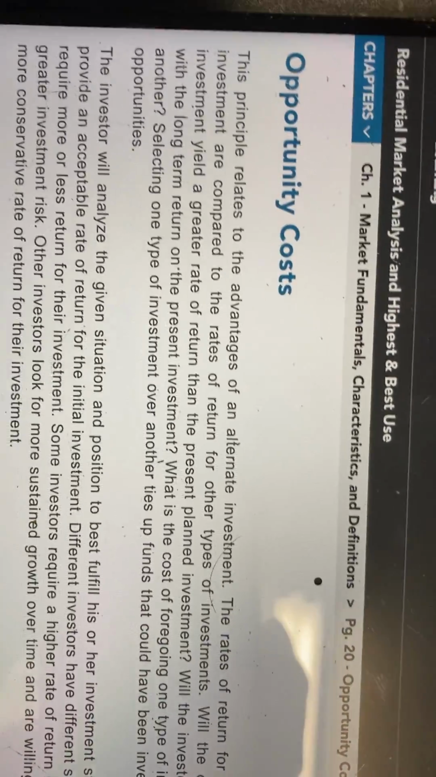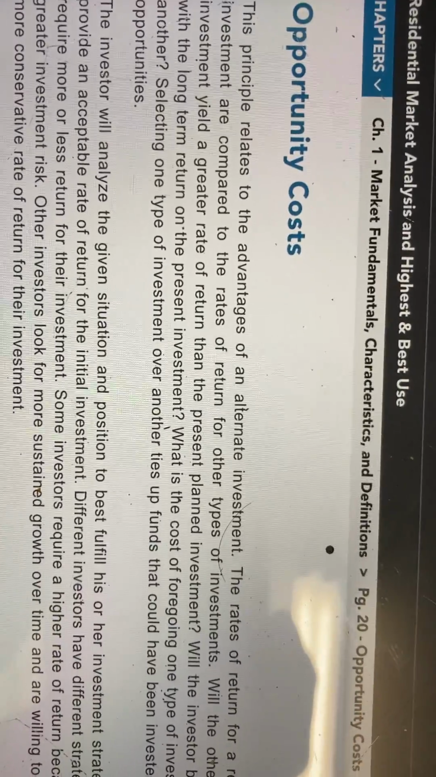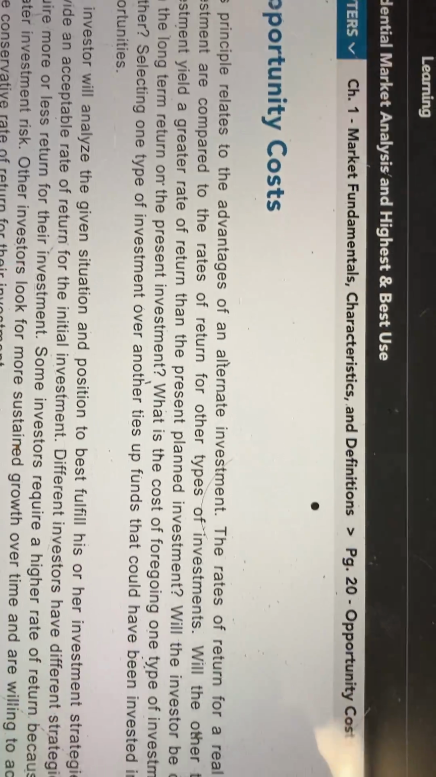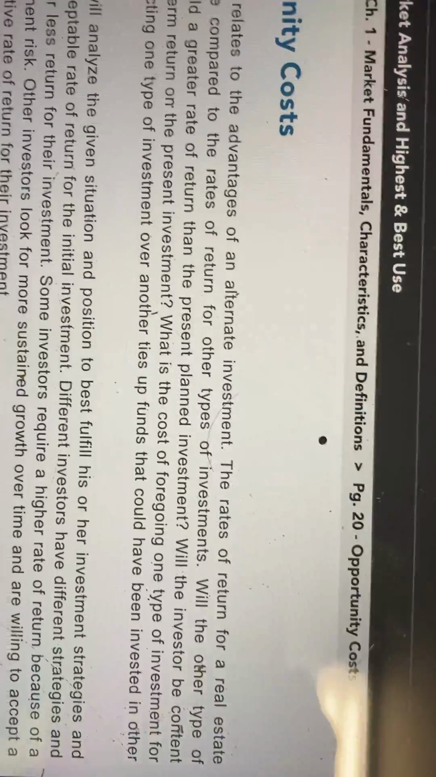Residential Market Analysis and Highest and Best Use. Chapter 1, Market Fundamentals, Characteristics and Definitions. Page 20, Opportunity Costs.